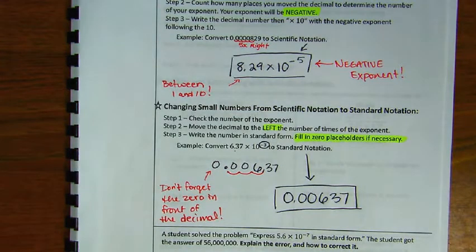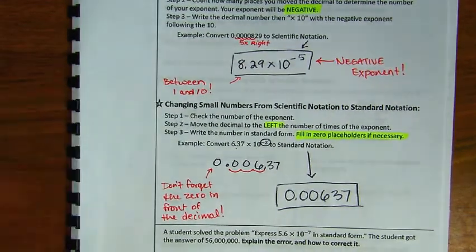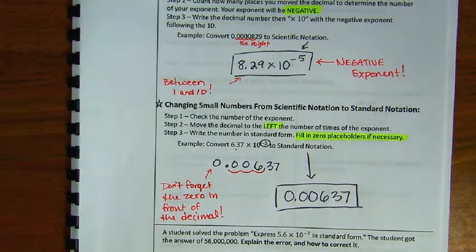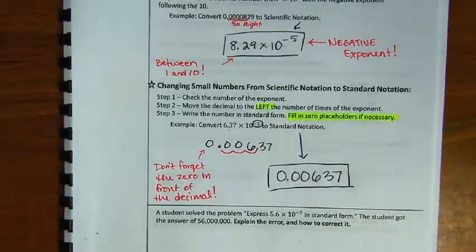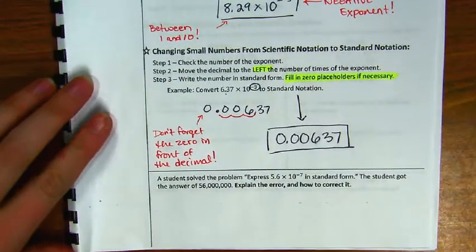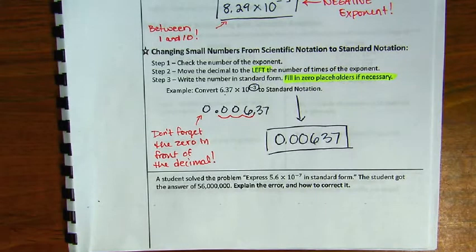Okay, all right. Last thing I have for you guys. Now, remember, if you have any questions, you can go ahead and put them in this question column on the left-hand side. But I do want you guys to check out this bottom question here. A student solved the problem: express 5.6 times 10 to the -7th power in standard form. The student got the answer 56 million. Explain the error and how to correct it.